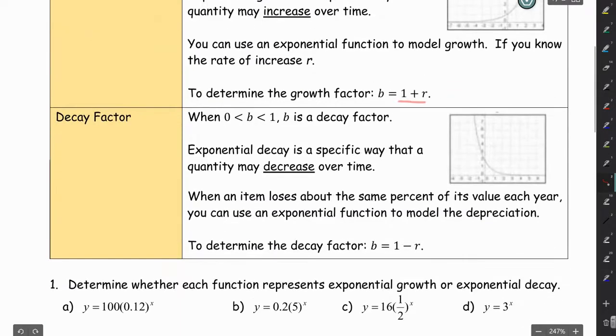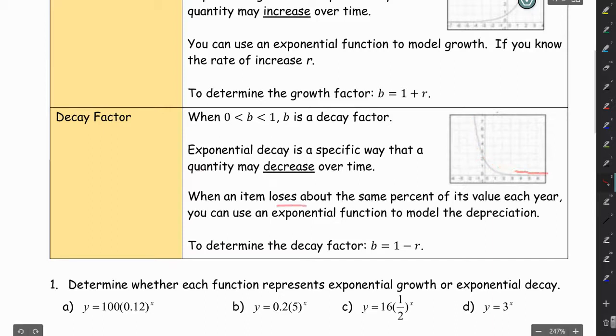We can also have a decay factor. A decay factor is a value that's going to be between 0 and 1, so like a half or a quarter or an eighth. Exponential decay is a specific way that a quantity may decrease over time. So if you look at the graph, again, this is exponential decay. Over time, as x is getting larger, y is getting smaller.